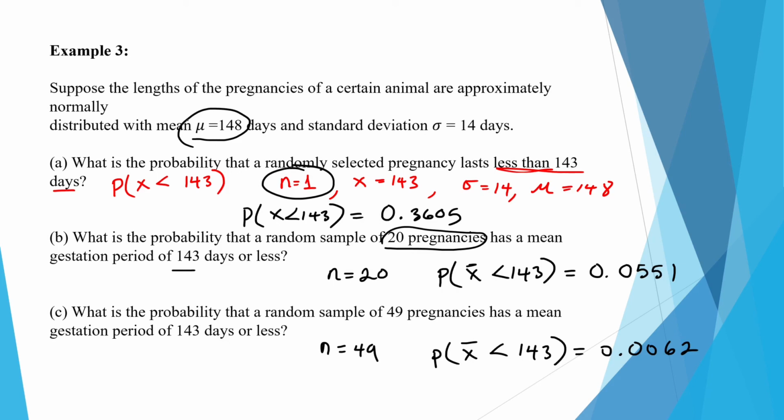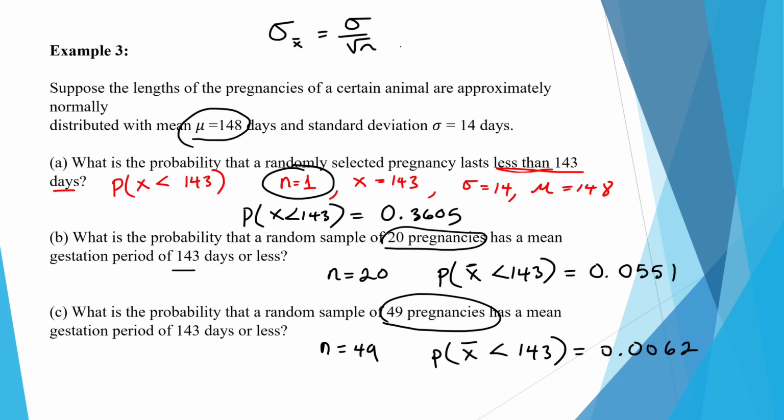Remember, the population has a mean of 148. So we're saying, what's the probability of selecting these 20 pregnancies and having their average less than 143 days? That's a little bit harder to get. So we have only a 0.0551 chance of that. And in part C, we're saying, what's the chance of getting 49 pregnancies whose average is 143 days or less? That's even more difficult to do.